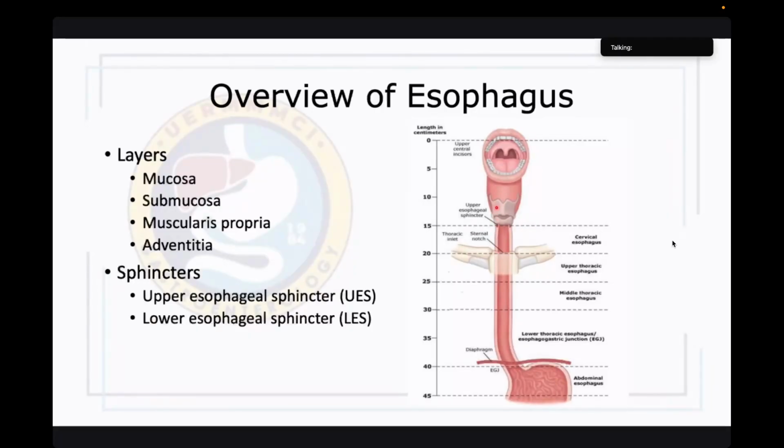And we have also the lower esophageal sphincter. This is located at the junction of the esophagus and the stomach. And this serves as a physiologic zone of high pressure at the gastroesophageal junction. It relaxes during swallowing to allow food to enter the stomach, and it also prevents reflux of gastric contents from the stomach up into the esophagus.